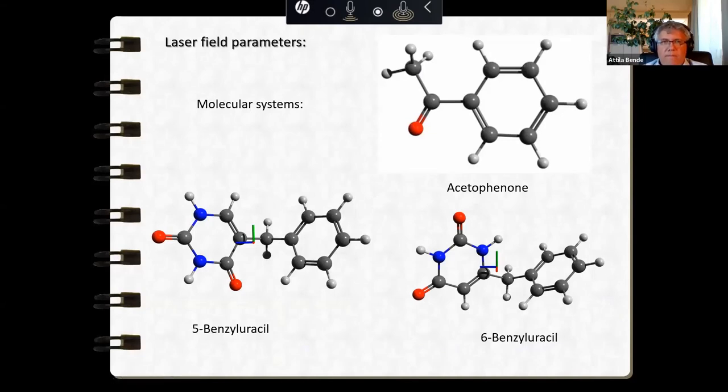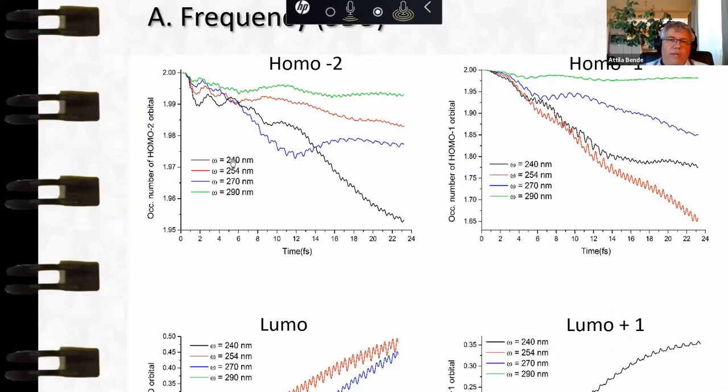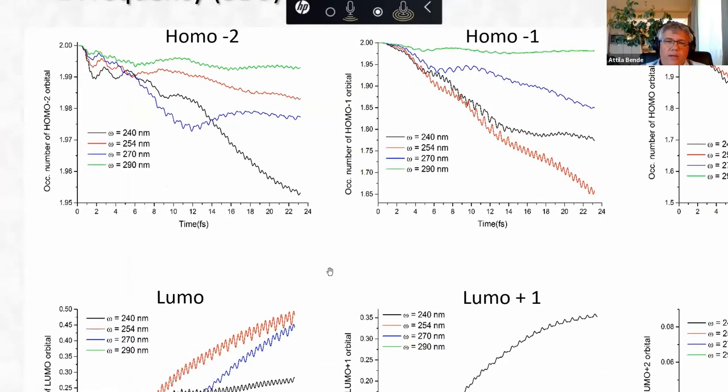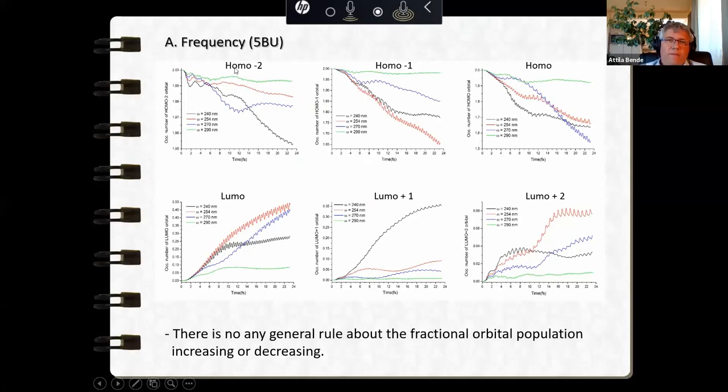We play with laser field parameters also for these three molecular systems, acetophenone, 5-benzyl uracil, and 6-benzyl uracil. And the first case is the study of frequency. We use four different frequencies of 240, 255, 270, and 290. And we follow the population of the HOMO minus two, HOMO minus one, and HOMO, as well as the LUMO, LUMO plus one, and LUMO plus two orbitals. And we got very complex electron excitations for different frequencies, which also is connected to the one electron transitions of different electronic excitations.